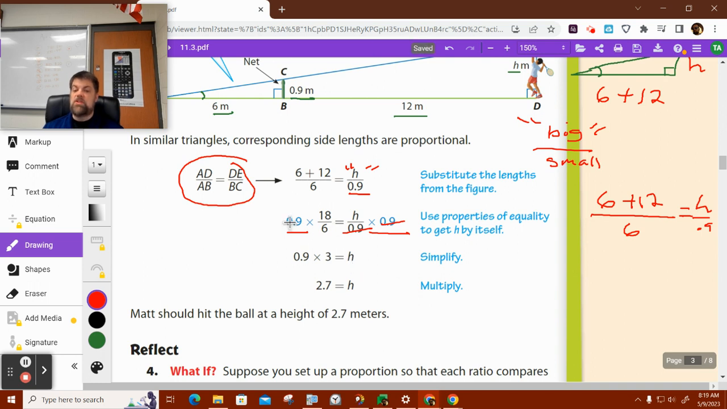Now when you multiply 0.9, by the way, what is 18 divided by 6? 3. And when I multiply 0.9 by 3, I get 2.7. So Matt has to make sure that ball is 2.7 meters high in order to clear the net. Did you guys ever think of it that way?